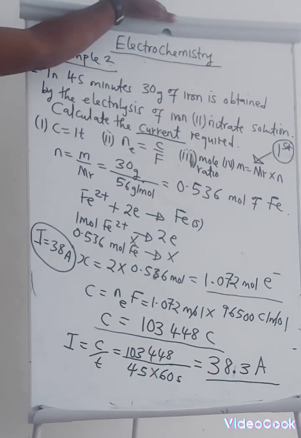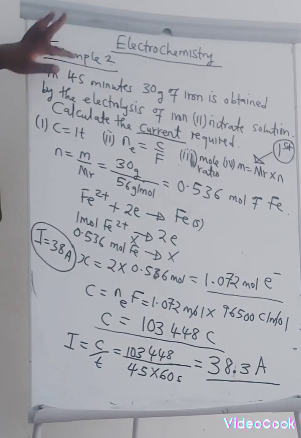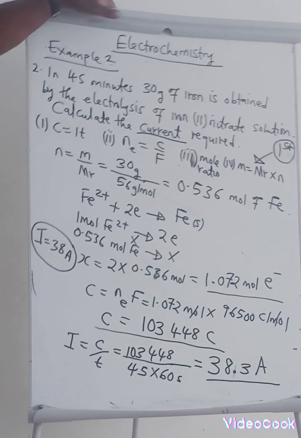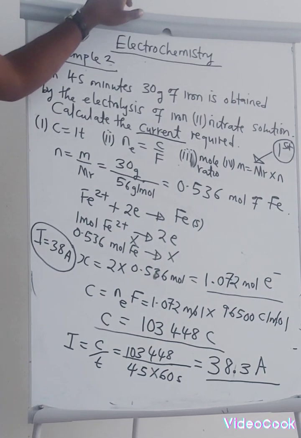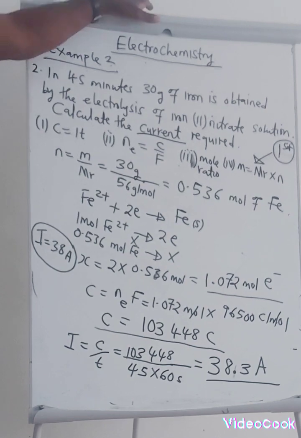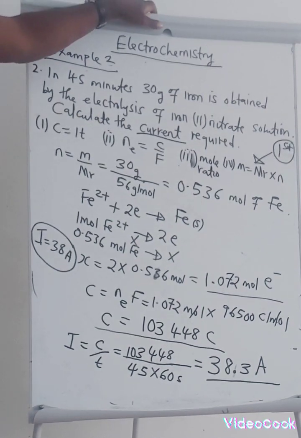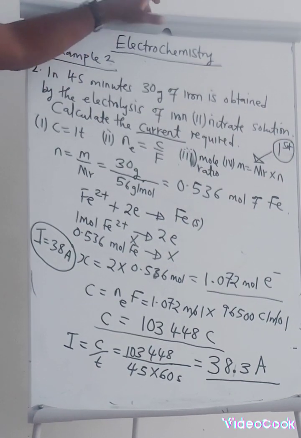So this has been electrochemistry, quantifying mass liberated or deposited, given 2 examples. We'll solve more examples, so make sure you check more videos where we'll solve more examples on this question.